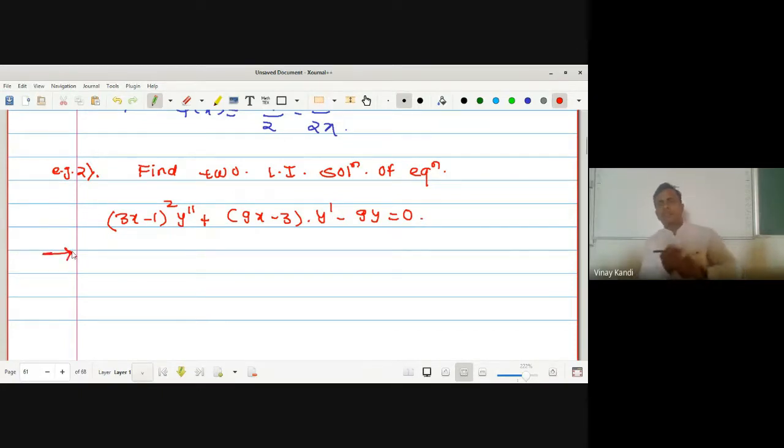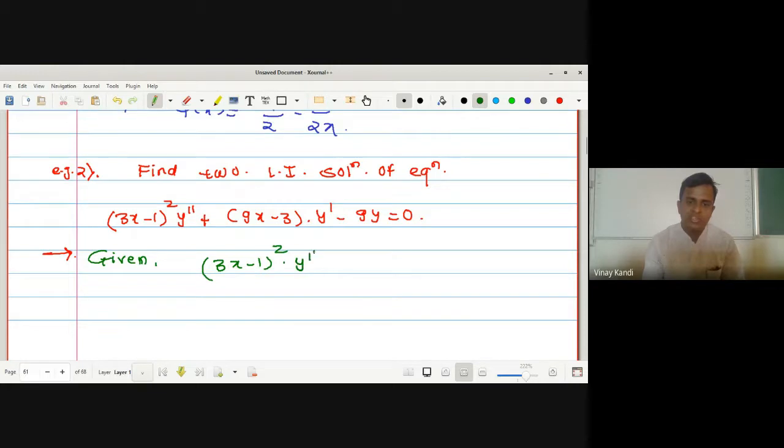Okay, if the variable coefficients are constant, you have learned how to solve it, right? How will you solve it? Given then, what is given? 3x minus 1 bracket square into y double dash plus 9x minus 3 into y dash minus 9y is equal to 0. Give it as equation number 1.